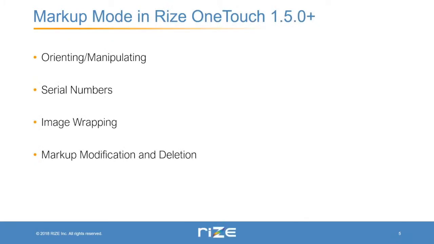So starting in our most recent software update, which is called OneTouch 1.5.0, there is a new version of the markup feature, and it has a few useful properties that I'm going to be demoing in a moment. Some of these include the ability to orient or manipulate a part directly for the purpose of applying markups without necessarily reorienting it on the build plate.